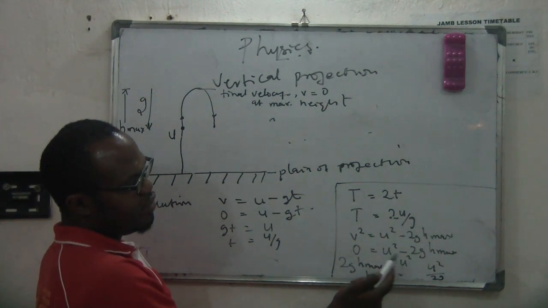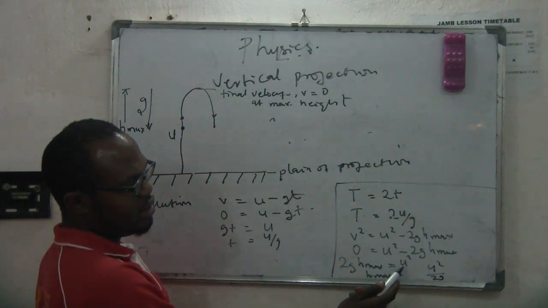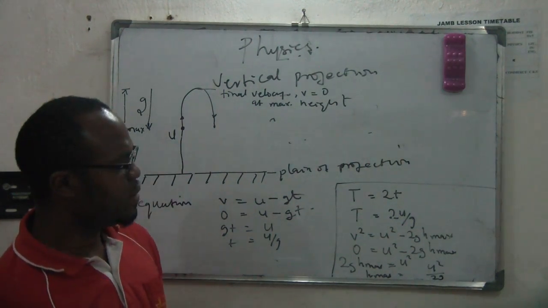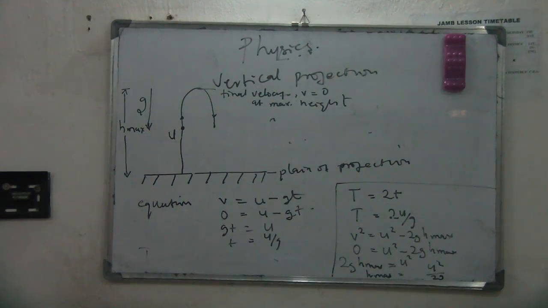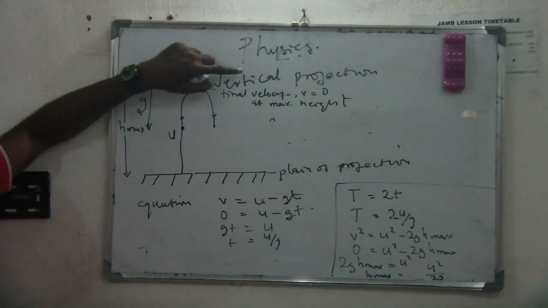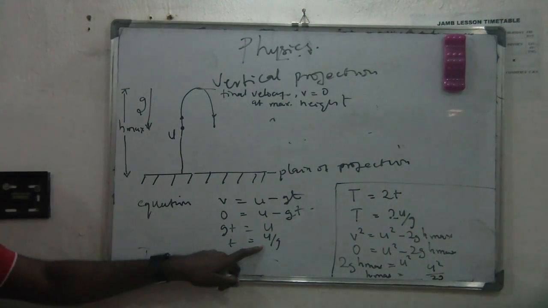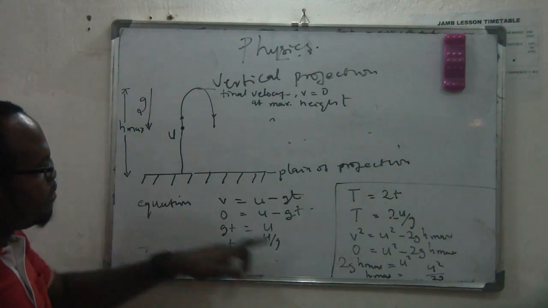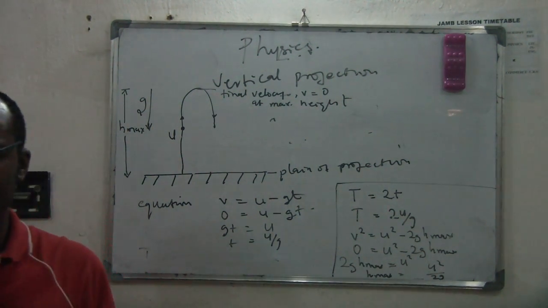Now, since here is 0, you make this the subject, you have to carry it over here. 2g x max equal to u squared. So x max is equal to u squared all over 2g. Can you see that? So that's the maximum height. So whenever you're talking about a body that is under vertical projection, the time taken to get to maximum height is simply equal to initial velocity over acceleration due to gravity. Is that clear? Whereas the maximum height is simply gotten from initial velocity squared over 2 times acceleration due to gravity.